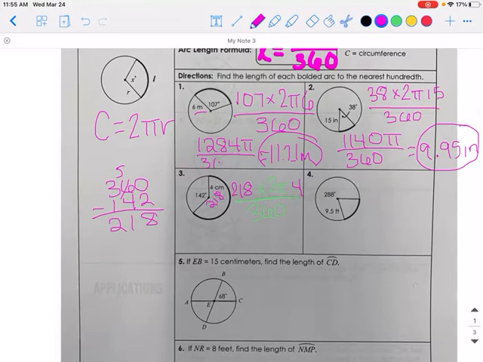Okay, so again, I know 2 times 4 is 8. 8 times 218 is 1,744. Haven't used pi yet. Haven't used 360. When I plug that into a calculator, I should get about 15.22 centimeters.